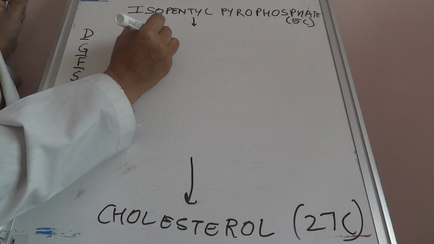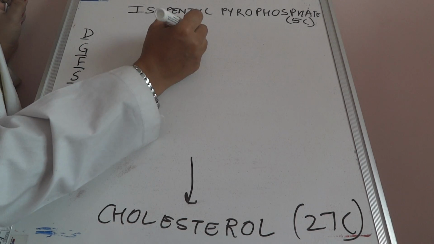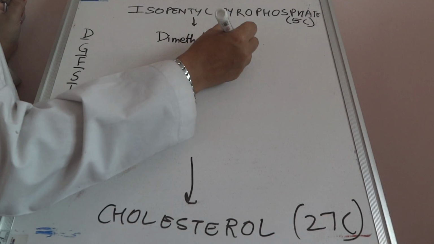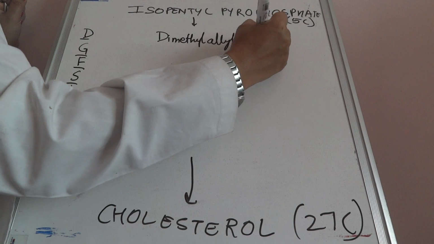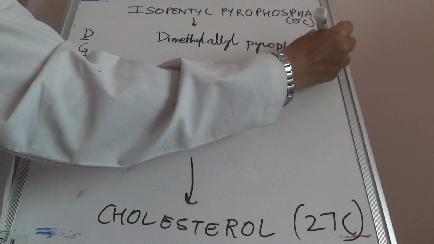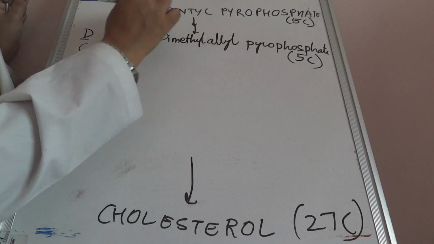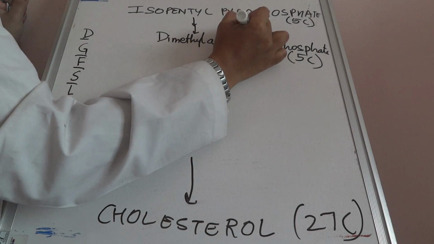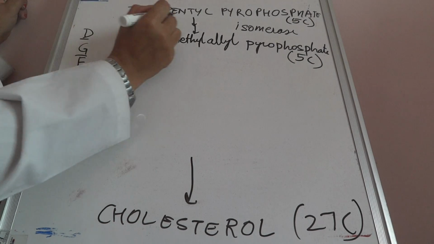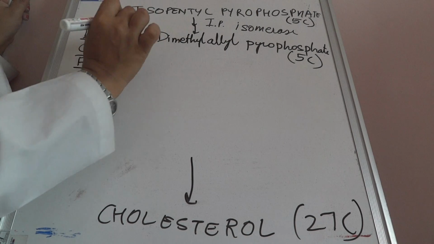Okay, so isopentyl pyrophosphate. So D, from D we have dimethyl allyl pyrophosphate. Now this is not a 10 carbon, this is again a 5 carbon compound. This is formed from isopentyl through an isomerase. Because it is formed from isopentyl, it is isopentyl pyrophosphate isomerase.